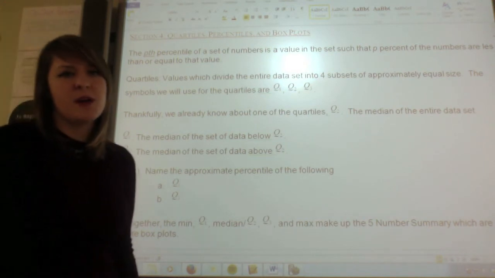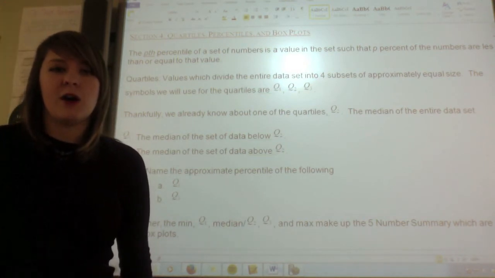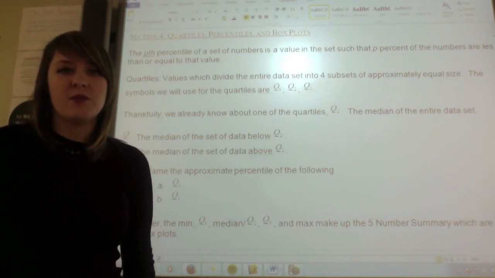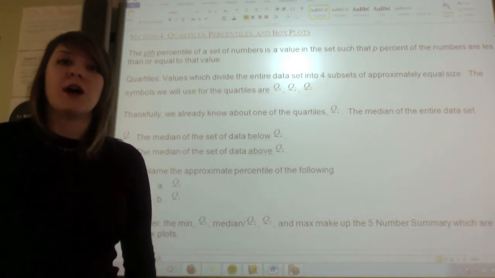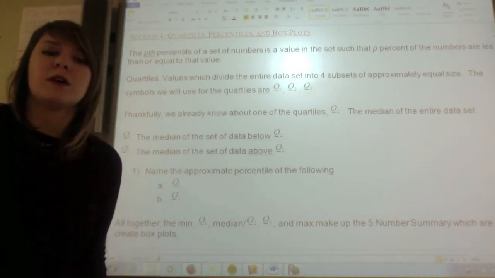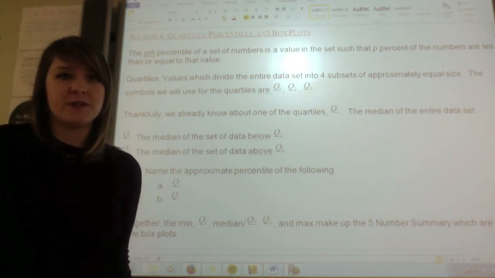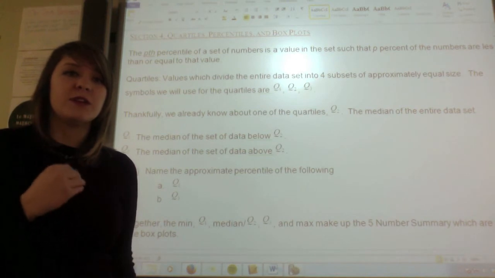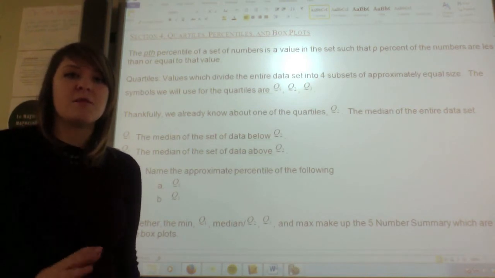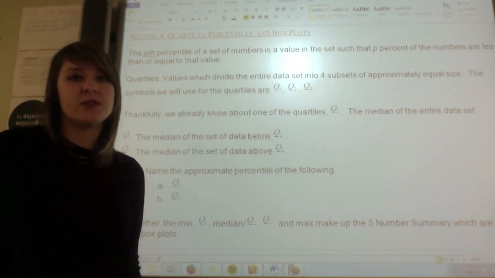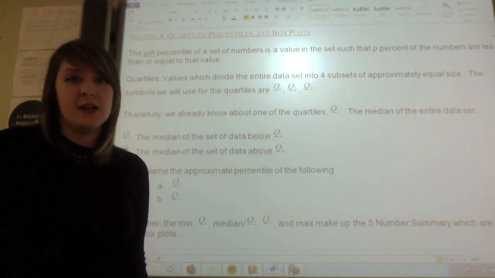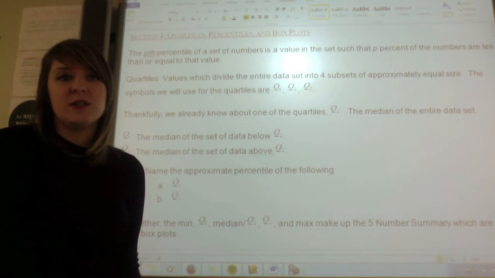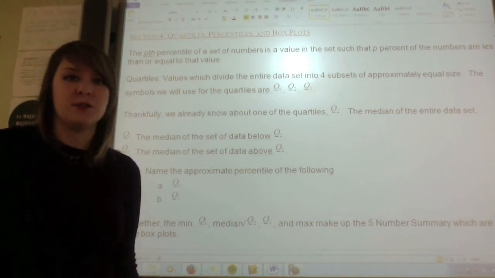Some ways that you might have seen percentiles before are definitely on your Iowa assessments. They always tell you that you're in the 95th percentile or the 90th percentile. Okay, that would be an example of a percentile because if you're in the 99th percentile, that means that you are better than 99% of students. So in other words, that means that you are in the top percentile. If you're in the 90th percentile, that means that you were better than 90% of students.